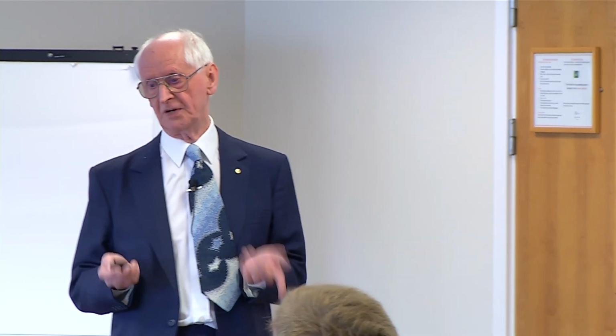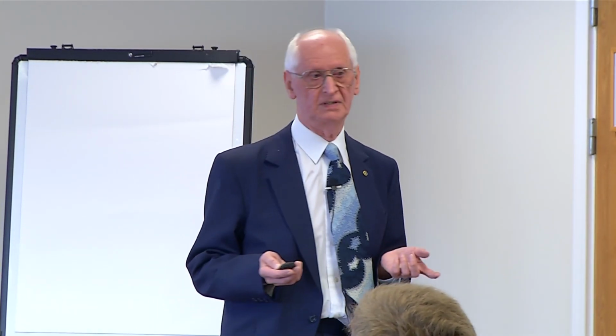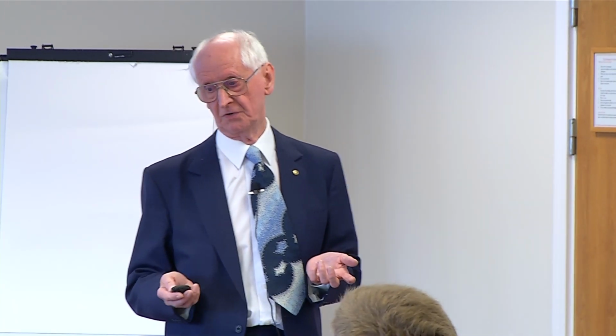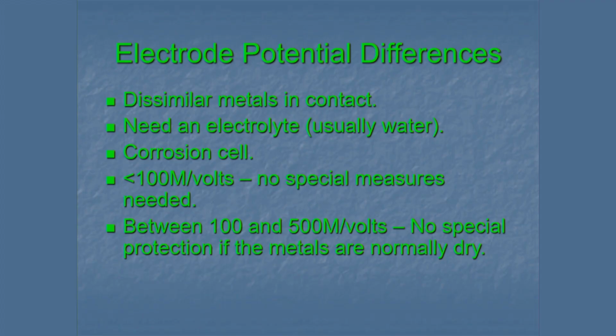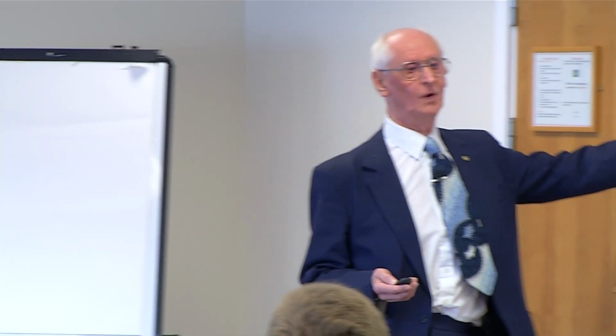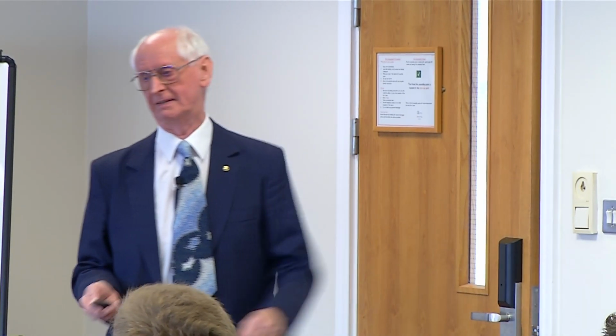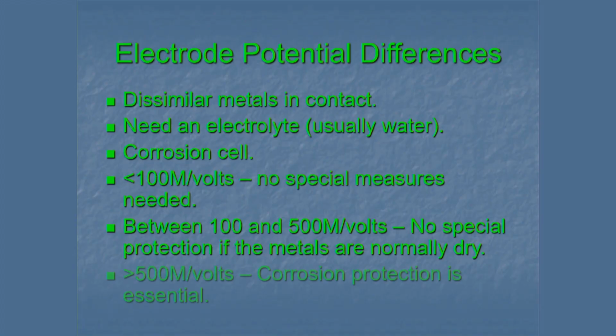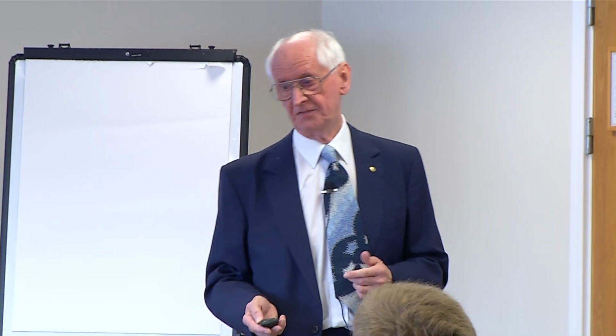So if the potential difference is less than 100 millivolts, you don't really need to do anything special to protect it from corrosion. Between 100 and 500 millivolts, you don't really need to do anything if it's normally dry. So if it's a fixing in the wall here, that's fine, no problem. If it's outside, then you really need to think again. If it's more than 500 millivolts, then you need some serious thought as to what you're going to do by way of a fixing.